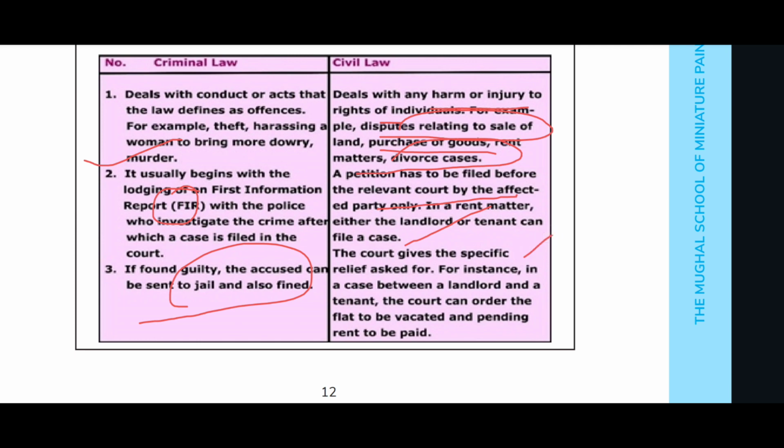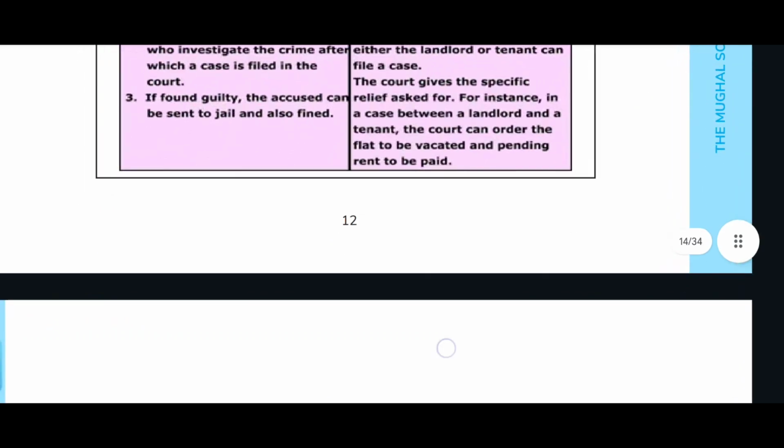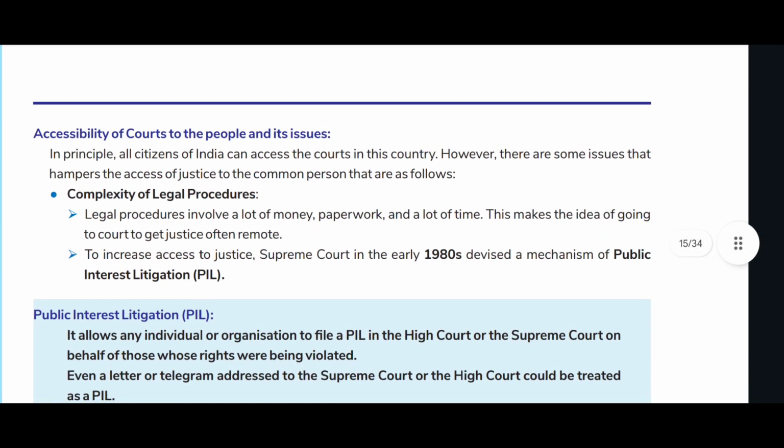For instance, in a case between a landlord and a tenant, the court can order the flat to be vacated and pending rent to be paid. So, that is the difference between criminal law and civil law. Now, the accessibility of courts to the people and its issues.